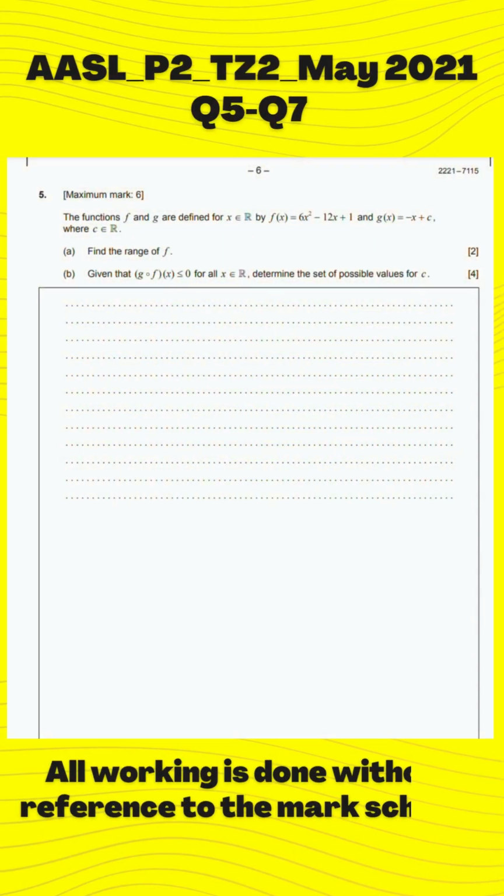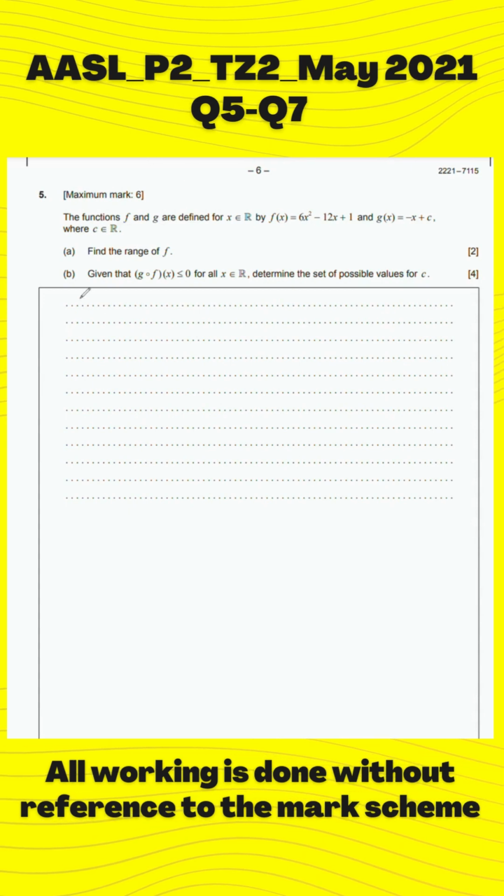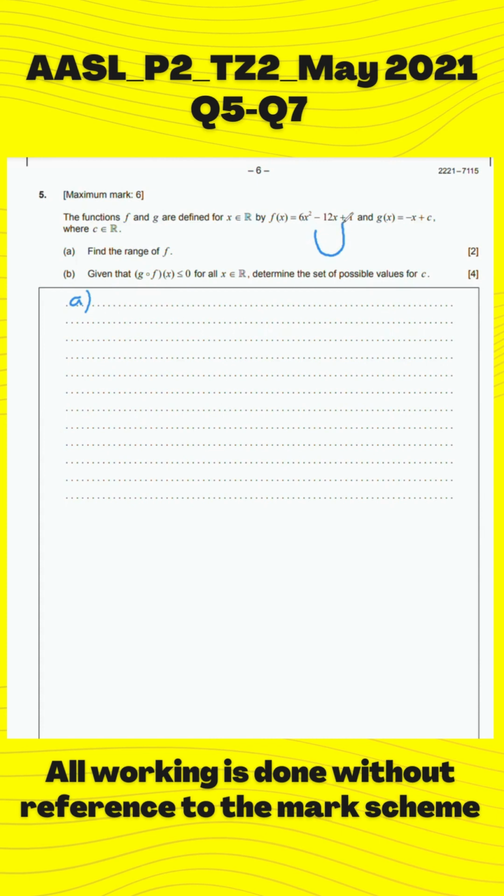Maths is easy. A. They ask to find the range of f. f is a quadratic with a positive, so we know that it will be concave up. So the range will be bigger or equal than the lowest point here, which is the y of vertex.